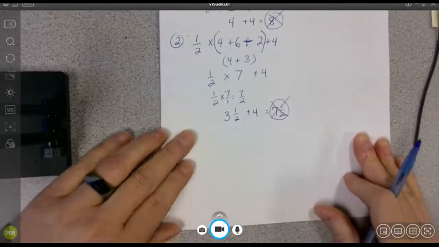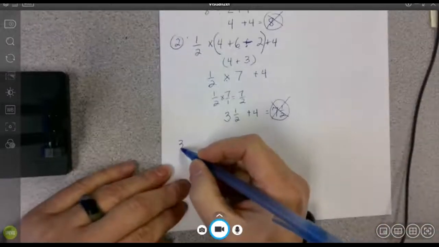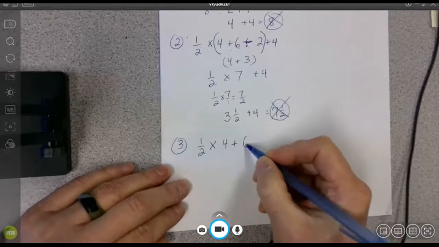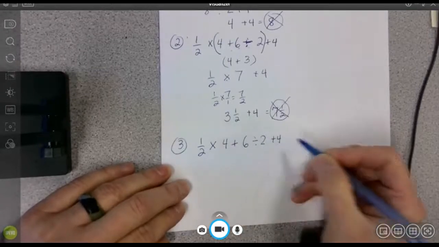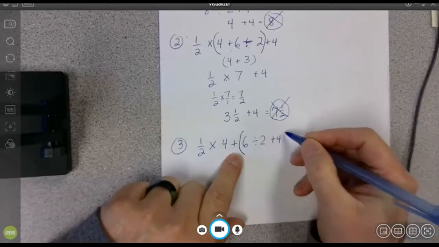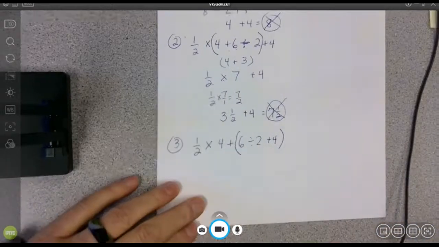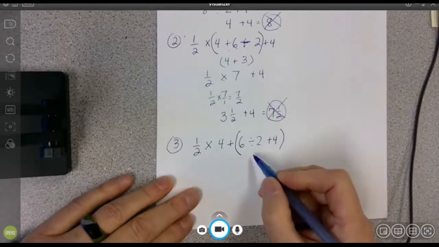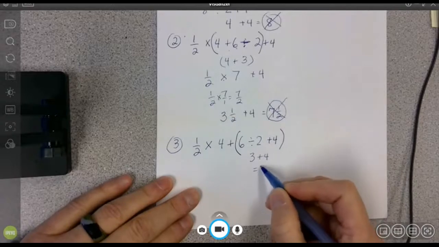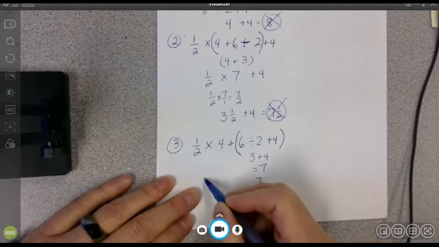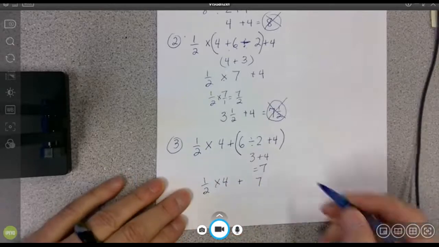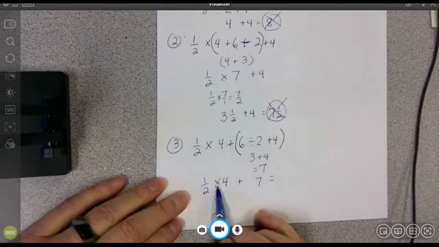There's only one other way I can do this. Hopefully this will be the right answer. So I have 1/2 times 4 plus 6 divided by 2 plus 4. Let's put our parentheses around the 6 and the 4. So I have division and addition. I'm going to do my division first. So 3 plus 4 equals 7. So I do 1/2 times 4 plus 7. I'll have multiplication and addition, so I'm going to do my multiplication first.